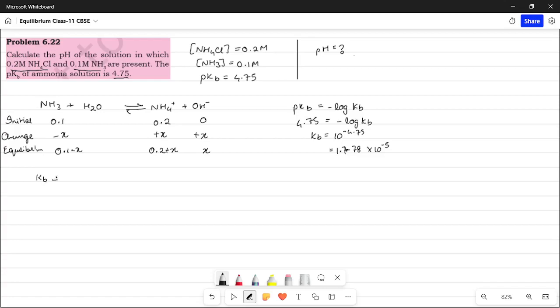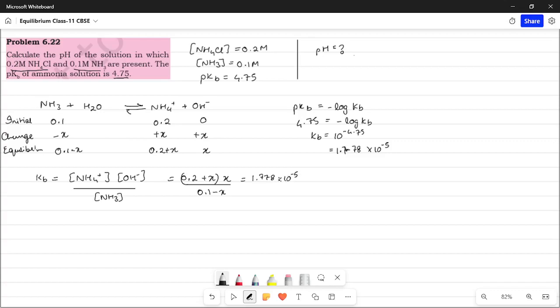That's perfectly fine. So Kb is equal to the concentration of NH4 plus into the concentration of OH minus, whole divided by the concentration of NH3. So this will be equal to 0.2 plus X into X, whole divided by the concentration of NH3, which is 0.1 minus X. And this is equal to 1.778 into 10 to the power minus 5.